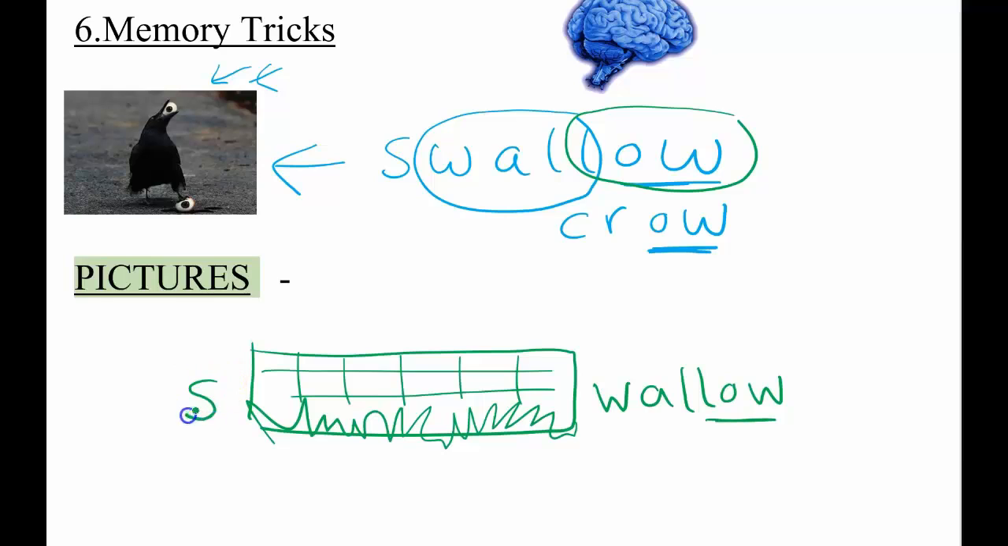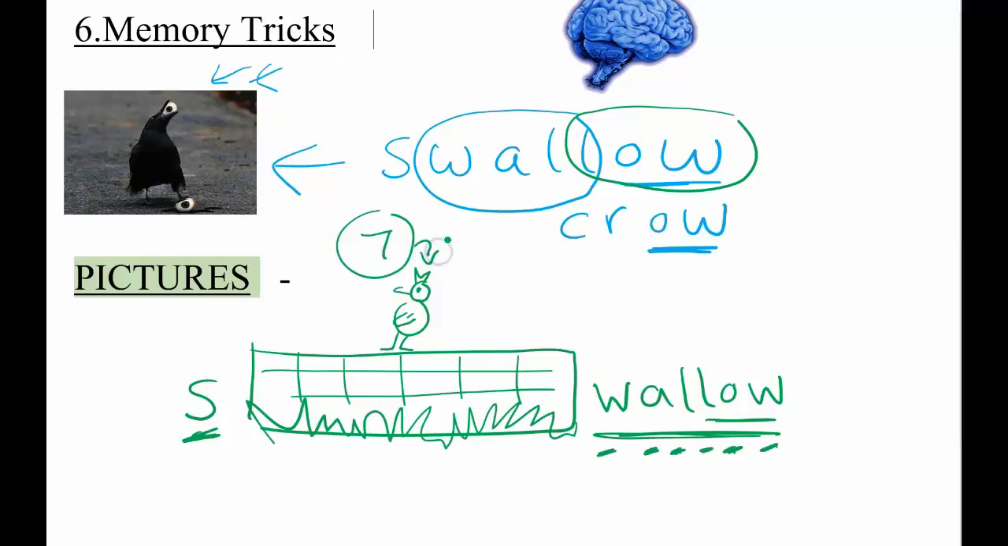And then all I need to do is remember the S at the beginning. Maybe get my crow with his little beak and a wing sitting on the wall. Swallow. And another useful thing you can do is count the number of letters in your word. 1, 2, 3, 4, 5, 6, 7. You can imagine 7 letters being swallowed by the bird there.